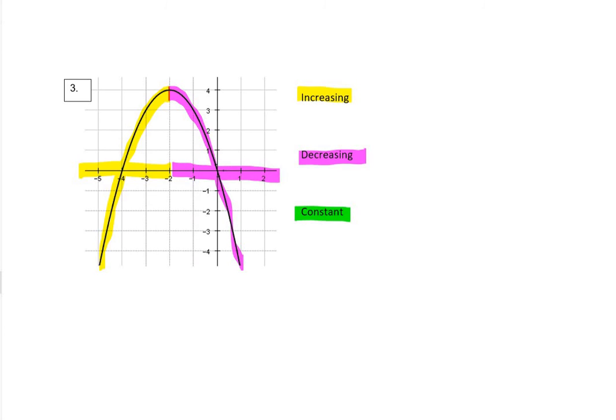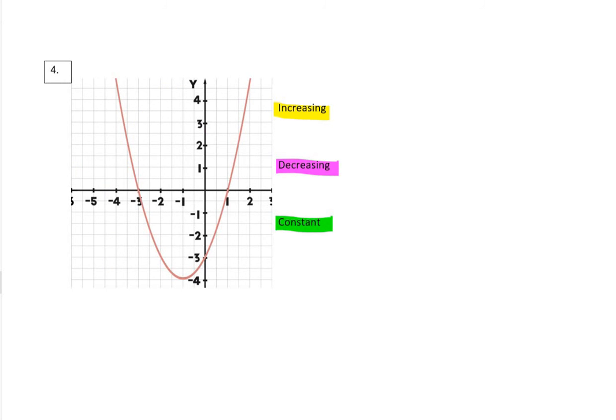The interval where my graph is increasing is from -infinity to -2. The part of the graph where it's decreasing is from -2 to +infinity. And the part where it's constant, well, there are no intervals where it's constant. It shows none.